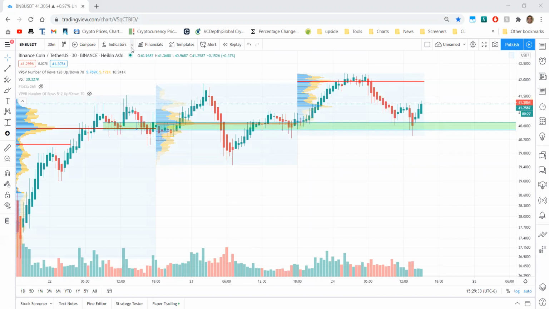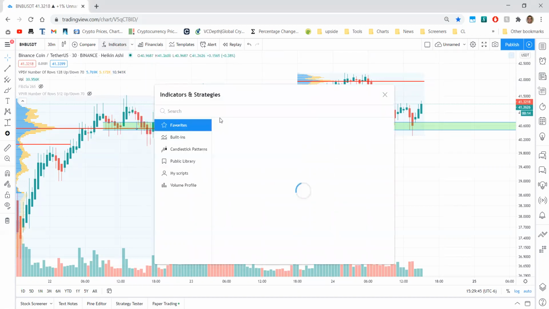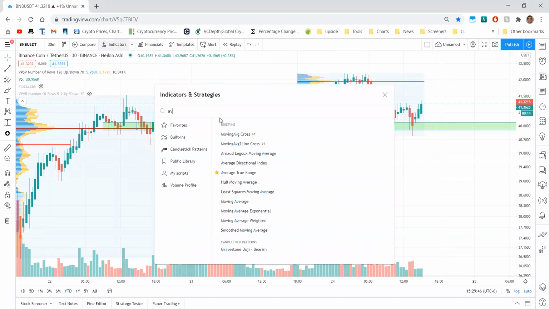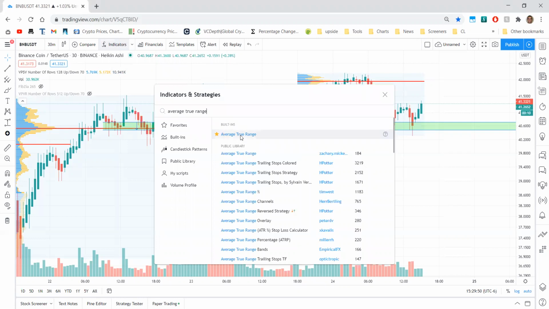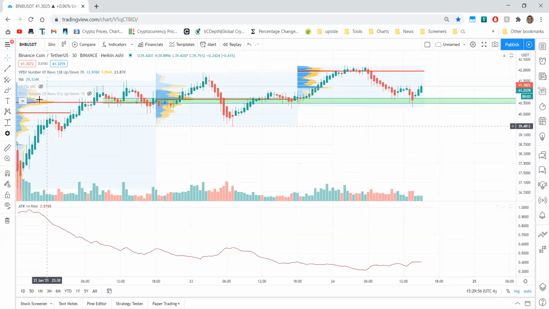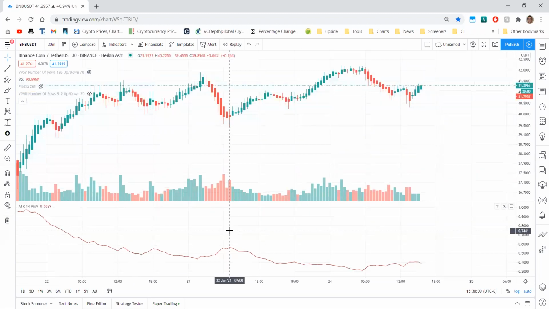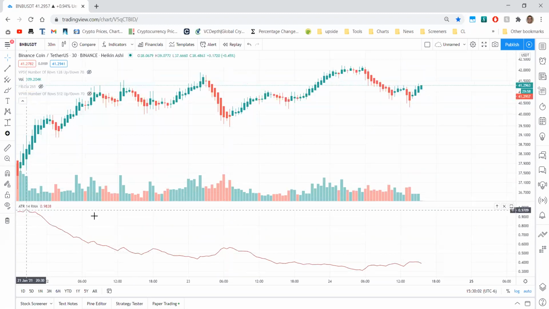So you are going to want to use the average true range indicator. It is available on TradingView for free. You don't need a premium subscription for it. You just click indicator and type in average true range. And there it is. Once that loads, I'm going to hide all these other indicators so it doesn't confuse you. So now we have everything cleared and just the ATR, the average true range indicator.